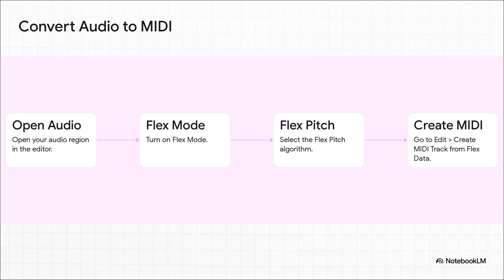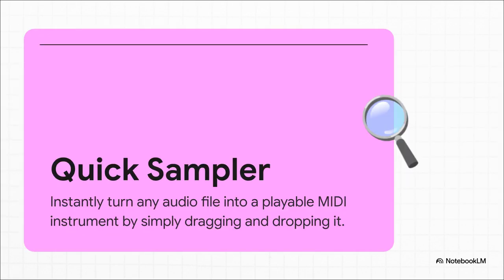It's absolutely wild. This next one is just pure creative fun. You can take literally any audio file from your computer, a single drum hit, a weird sound effect, a clip of your voice, and just drag it into an empty space in Logic. It'll ask if you want to create a quick sampler. Say yes. Instantly, that sound is now a playable instrument on your keyboard. It's so fast and so powerful.